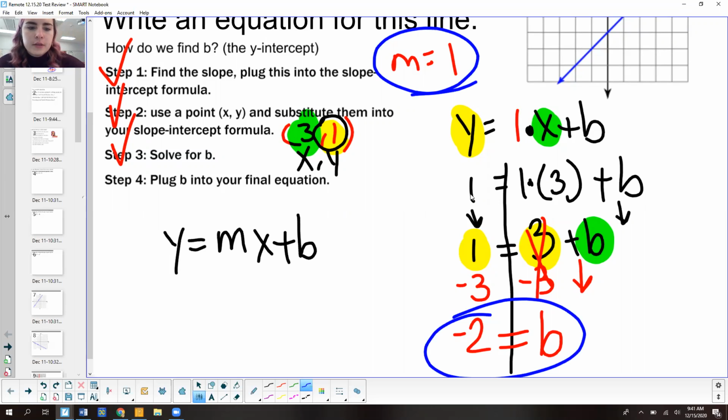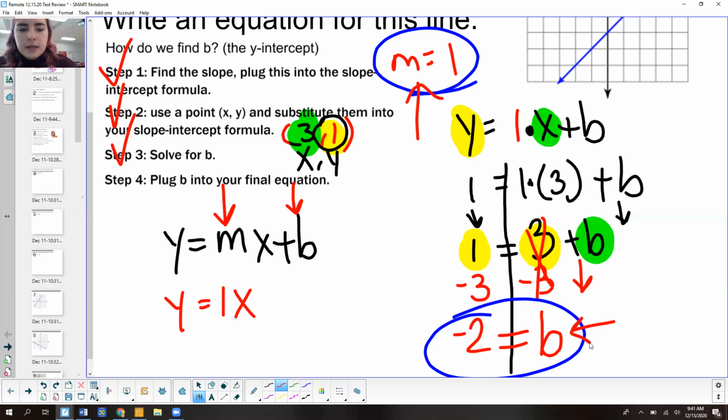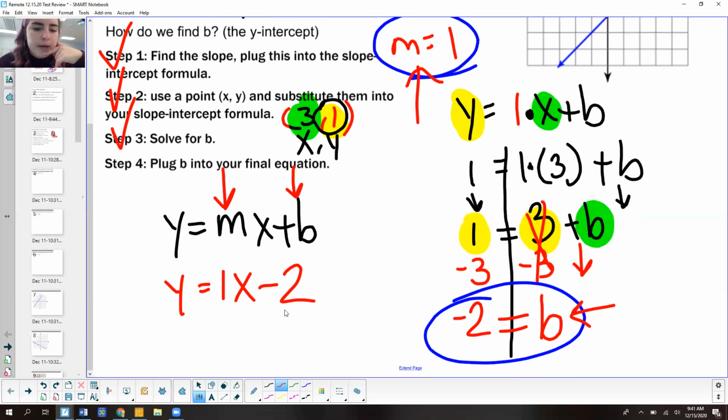Remember, what I'm prompting you to do is, we've got m, we're going to substitute in m with whatever we got. So those of you who said y equals 1x, good job. And then we're substituting in b for whatever we got for b. So b, we got negative 2, so we're going to do minus 2. So y equals 1x minus 2. Good job to Maya and Maya.